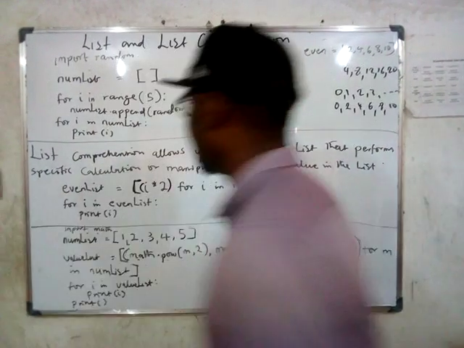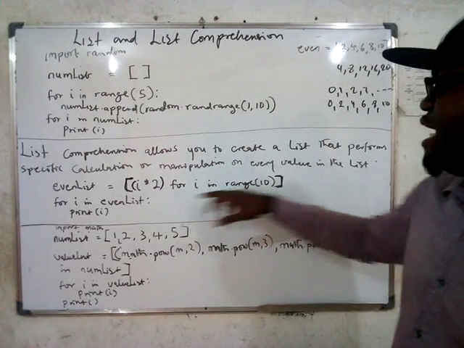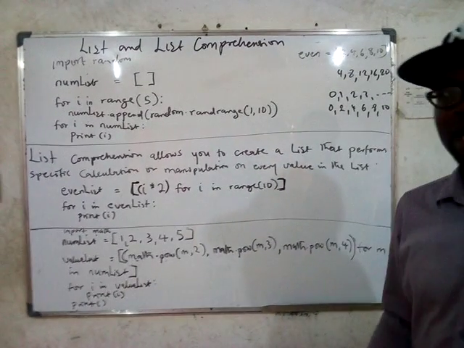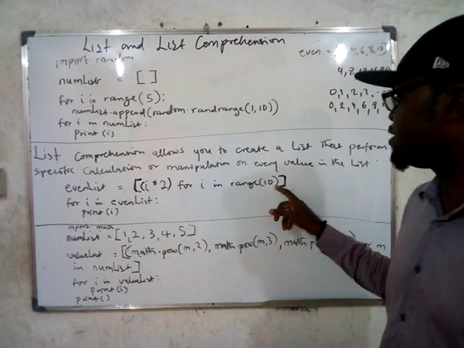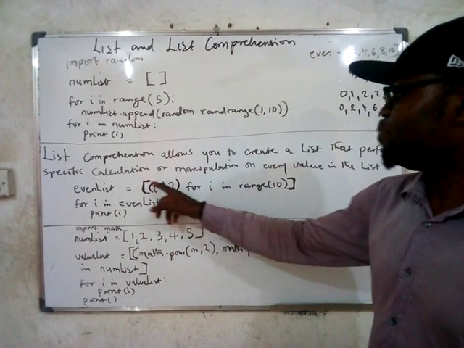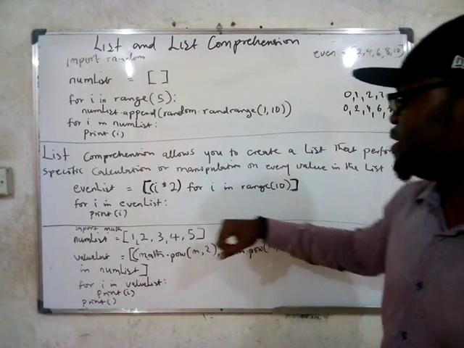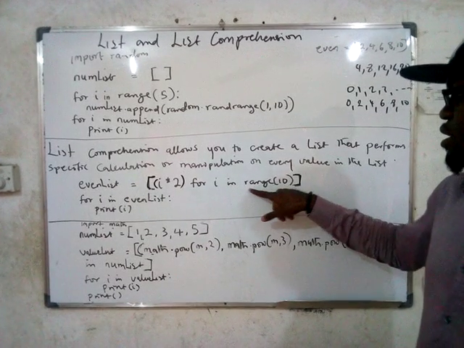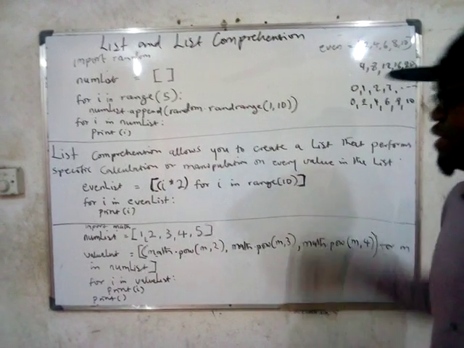So list comprehension, very, very important. Whenever you want to perform a specific operation on all the elements of a list, you use list comprehension. And how to write list comprehension is by including the list in the normal list bracket. Put the operation that you want to be done on all the elements of the list. Now say for I in the list. So this is the list you are generating for this very one, range 10.